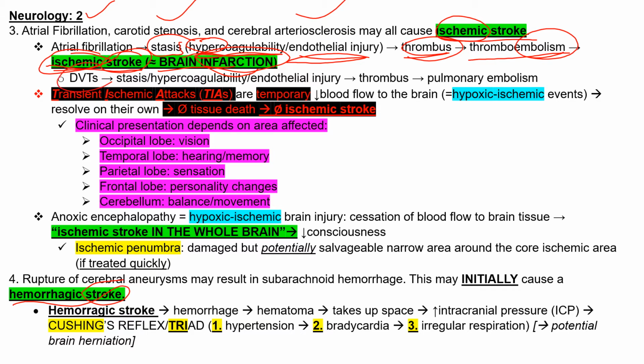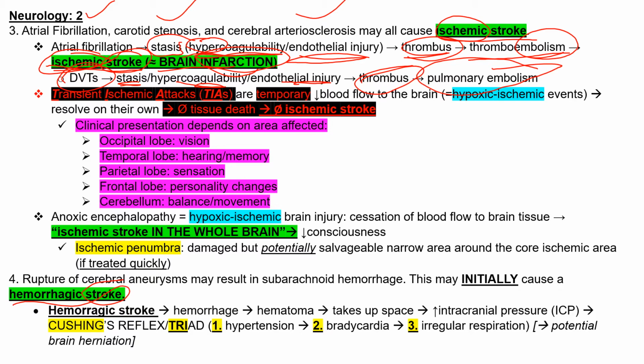This is a good time point to review DVTs, deep venous thrombosis, with stasis, hypercoagulability, and endothelial injury being the triad that causes thrombus formation as per Virchow. And in the pulmonary circulation, it may cause, for example, pulmonary embolism and damage to the lungs, and maybe even cor pulmonale and sudden death.